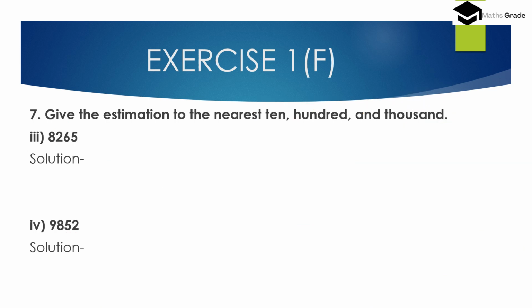Now question number three: 8265 rounded up to the nearest 10. When you round any number to the nearest 10, look at the unit place value digit. Here the unit place value digit is 5, which is equal to 5. So just add 1 to the tens place value digit. Here 6 changes to 6 plus 1, which is 7.